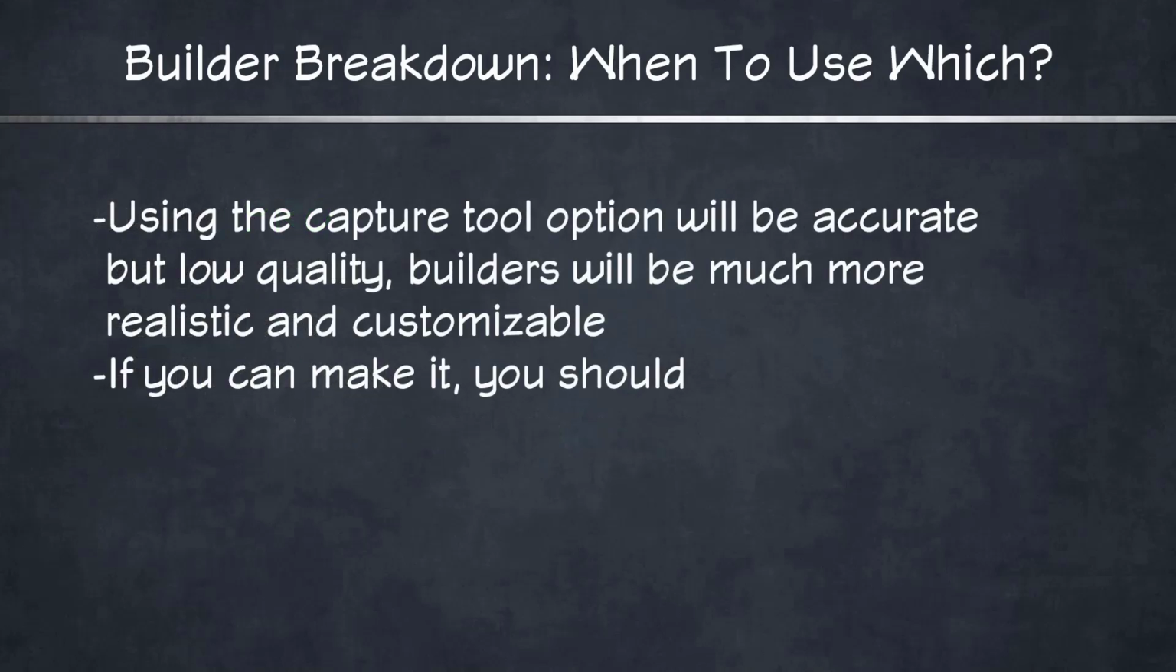So when do I use which? If you need accuracy, using the capture tool option will be accurate but low quality. Builders will be much more realistic and customizable, but not as accurate. So if you need that exact product, because you're showing a client, this is the tile you're going to use, this is the wood species you're going to use, maybe use an image. If you want to show how photoreal this kitchen is going to be, how good this bathroom is going to look, maybe use the builders. But there's no wrong answer.